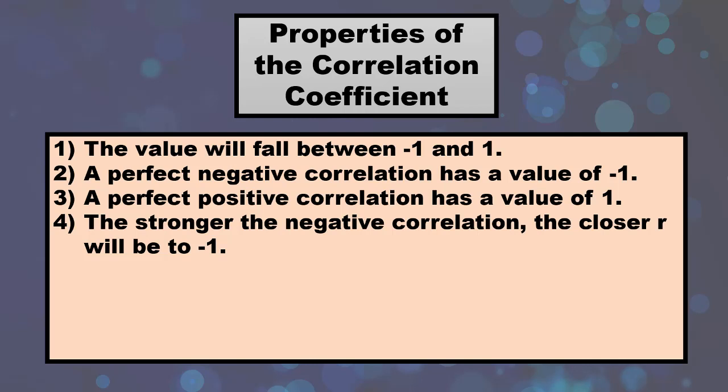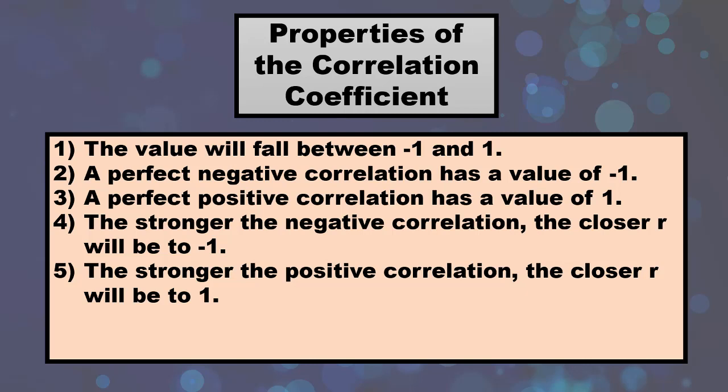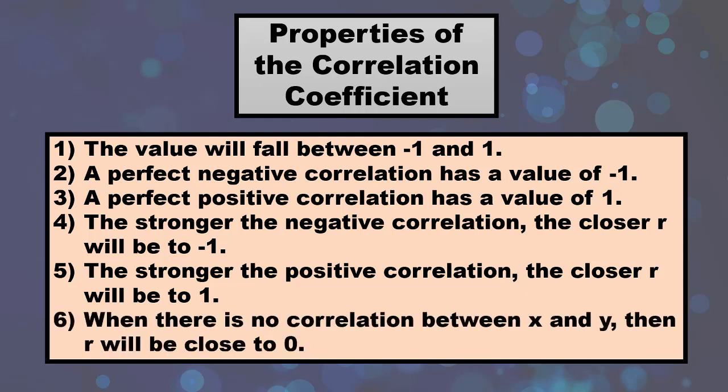So as the line gets more and more defined, when you look at your points, as it gets closer and closer to being a perfectly straight line, then those correlation coefficients will get closer and closer to -1. The stronger the positive correlation, the closer R will be to +1. So as that value of R increases towards +1, the points are closer and closer to being on a perfectly straight line. And lastly, when there's no correlation between x and y, then the R value will be close to 0. Let's look at an example.